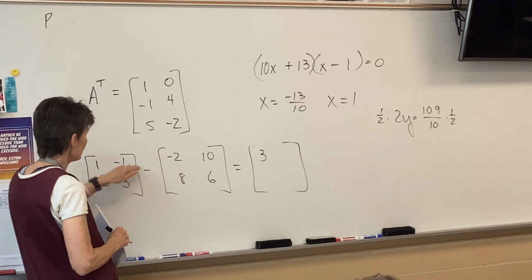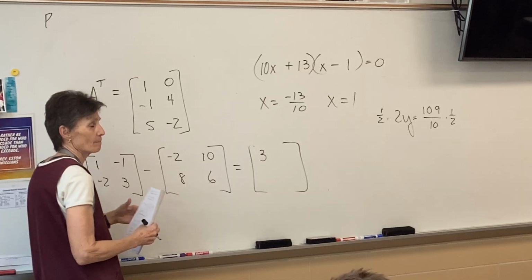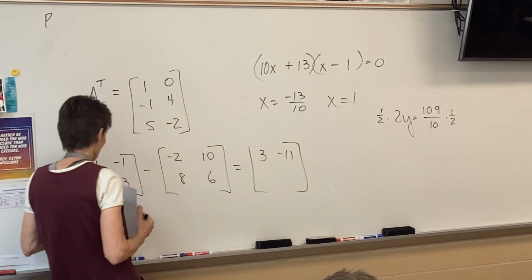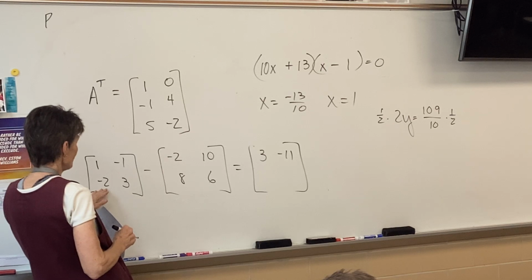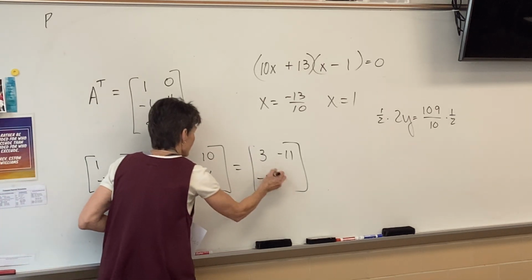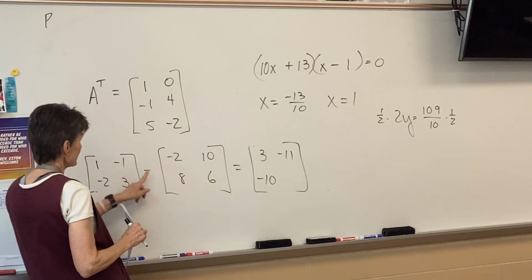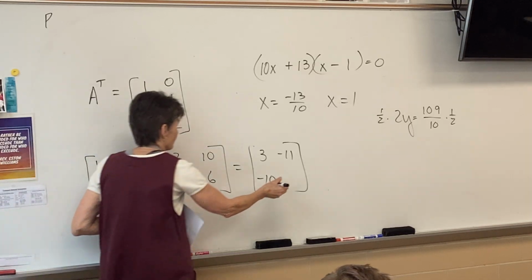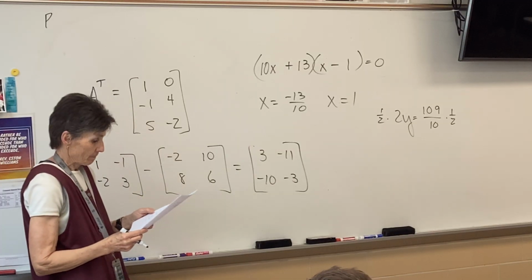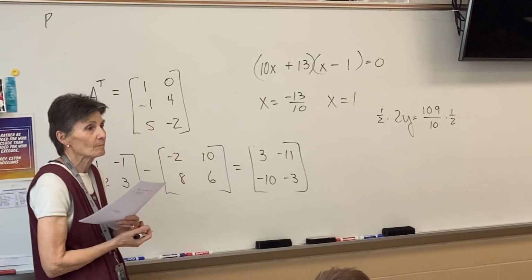Negative 1 minus 10. Negative 2 minus 8. And finally, 3 minus 6. There we go. Easy. Would you agree that's easy?